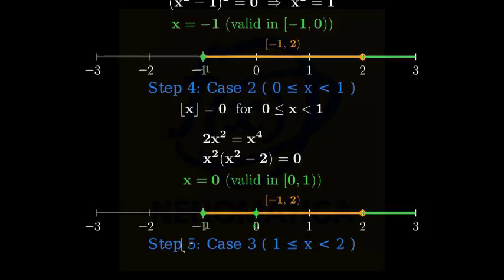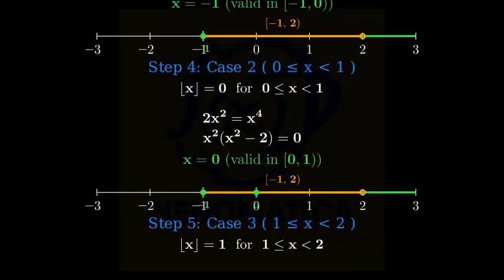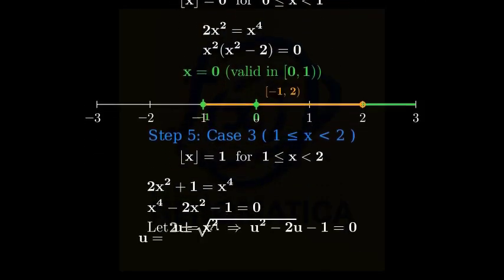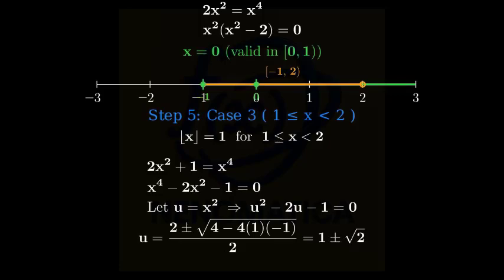Step 5. Analyze case 3. On the interval from 1 up to 2, the floor of x equals 1. Substitute and solve. Let u equal x squared. Then u squared minus 2u minus 1 equals 0, giving solutions u equals 1 minus square root of 2, and u equals 1 plus square root of 2.